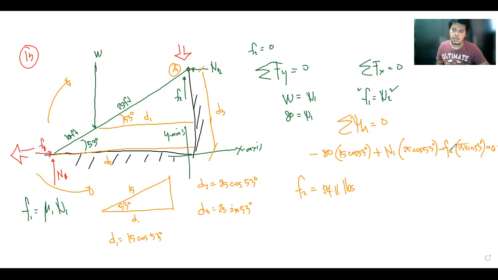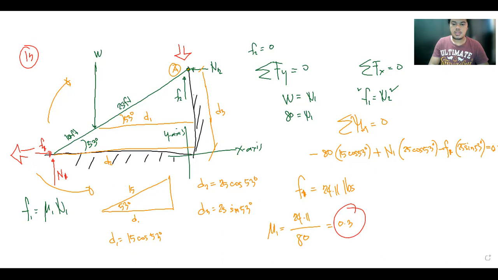I'm sorry, this is F1, not F2. So the coefficient of friction mu1 can be calculated by 24.11 divided by N1, which is 80. So we have here 0.3 as our coefficient of friction. Okay, so we'll try to take a look if we have the 0.3 value.